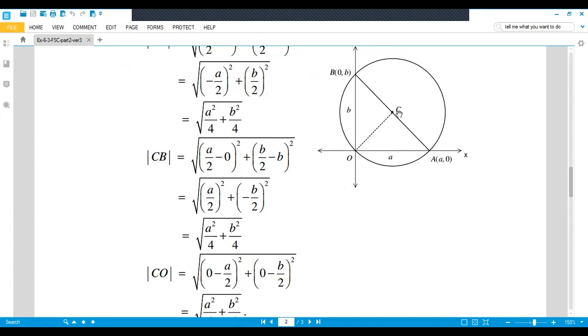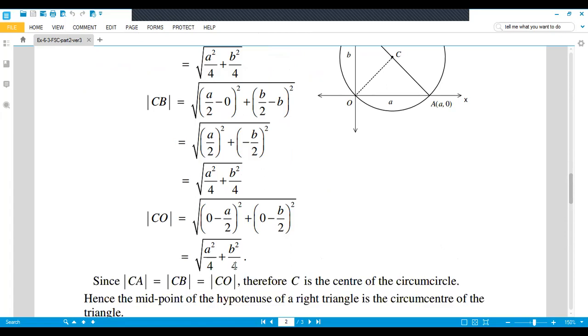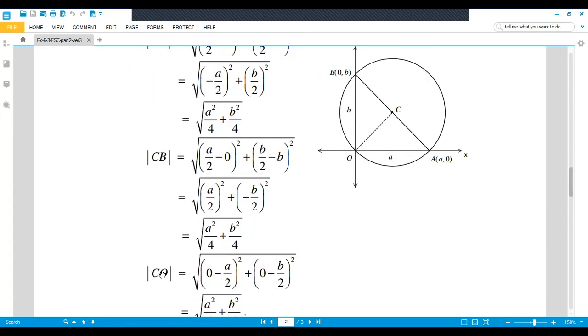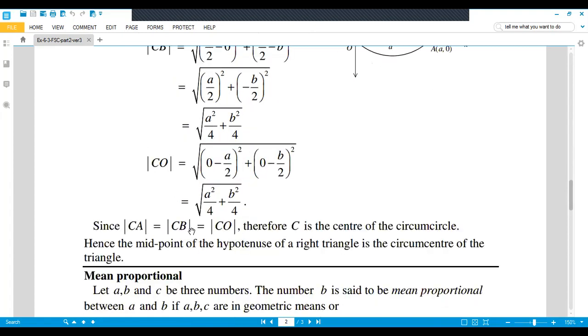Now we find the distance from C to O. O is the origin (0, 0). So (0 − a/2)² plus (0 − b/2)². Again the same. If you check the distances CA, CB and CO, all are equal. So C is the center of the circumcircle. Hence the midpoint of the hypotenuse of a right triangle is the circumcenter of the triangle.